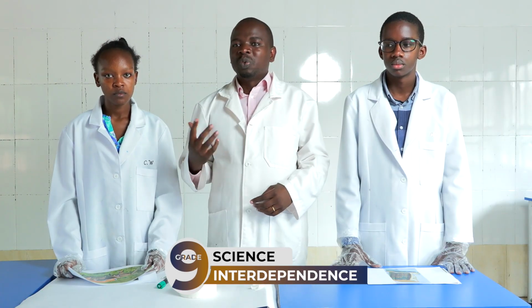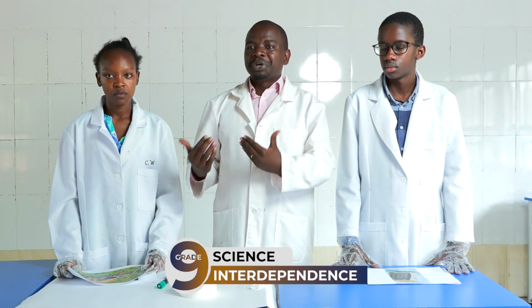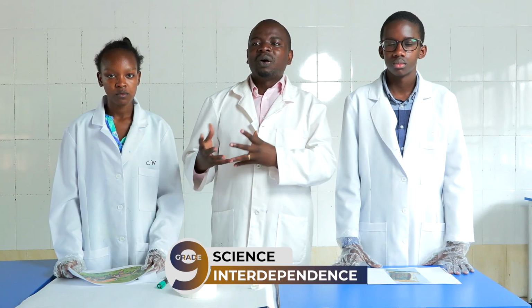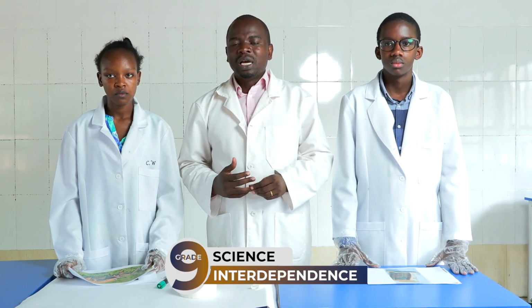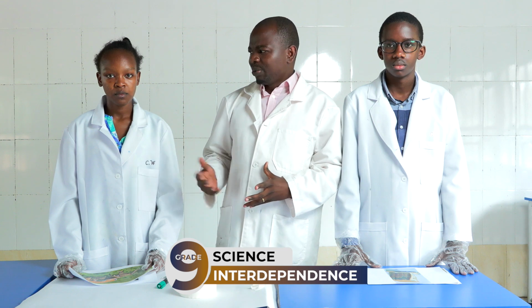Miriam? Predation. What is predation? In predation, one organism, which is the predator, kills an organism they prey for food. Very good. So we know what predation is, we know what a predator is. So when the predator kills another organism, which is the prey, for food, that type of interdependence is what we call predation. A good example, Miriam?